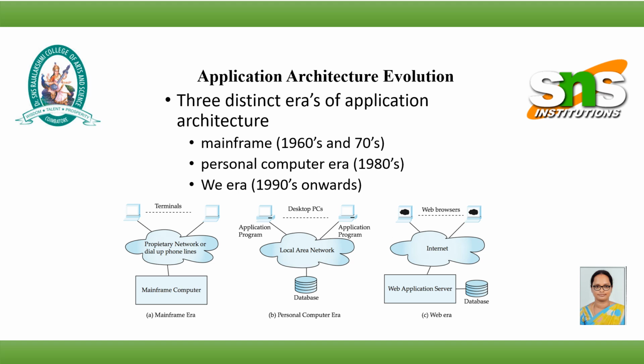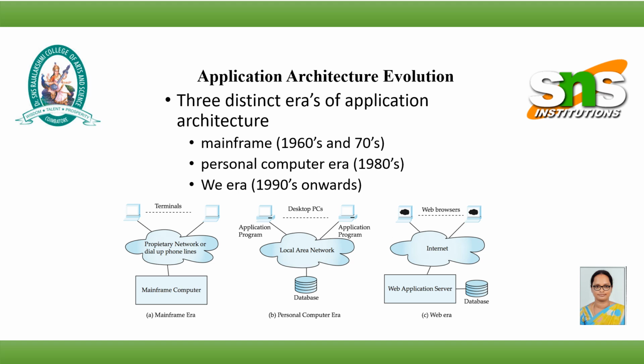Application architecture evolution. Three distinct eras of application architecture are given here: the mainframe era, 1960s to 70s; the personal computer era, 1980s; and the web era, 1990s onwards. The first one is the mainframe era. So we have terminals, connected through a network or dial-up phone lines, and the mainframe computer is placed in some location.